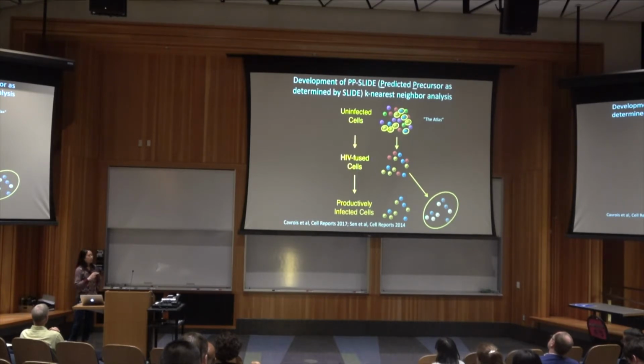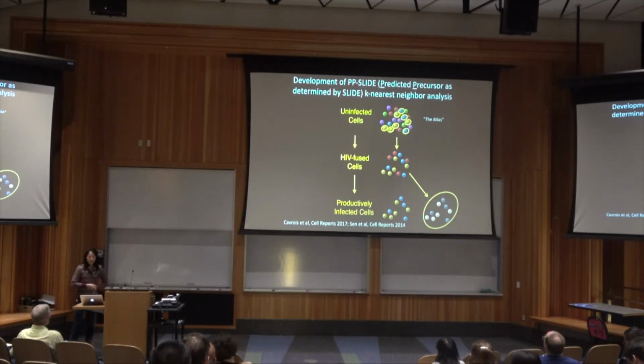And this approach generally works because immune cells come in subsets. If there was an infected Th1 cell in the infected culture, there's likely somewhere in the uninfected culture an uninfected Th1 cell. And so we call this approach predictive precursor as determined by SLIDE. Predictive precursor because we're predicting the precursor state of these cells, and SLIDE because that's the name of an algorithm previously developed by our collaborators, Nadia Sen and colleagues at Stanford, where they developed SLIDE to quantitate remodeling of cells by varicella zoster survivors. And we essentially applied the principles of SLIDE for this analysis, which we call PP-SLIDE for short.